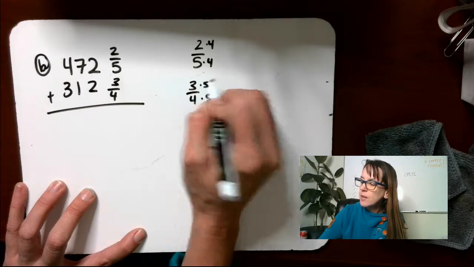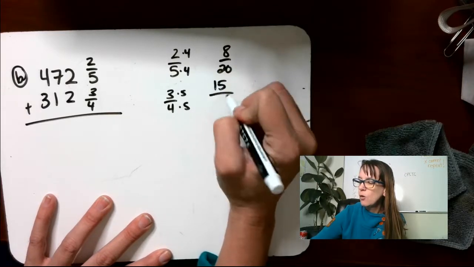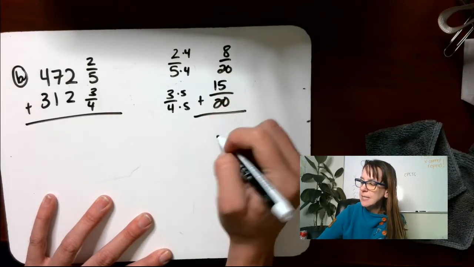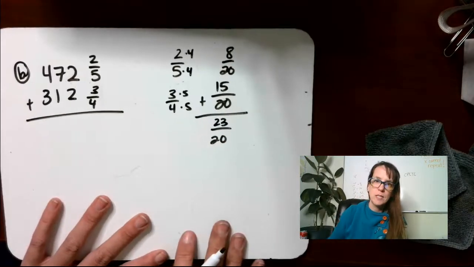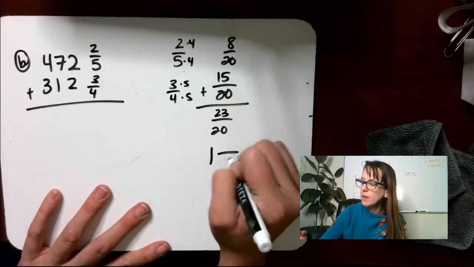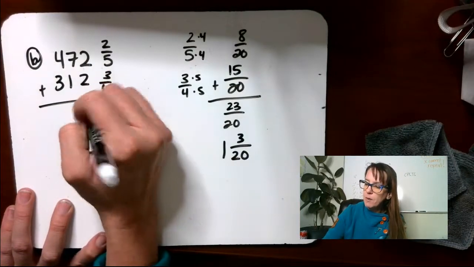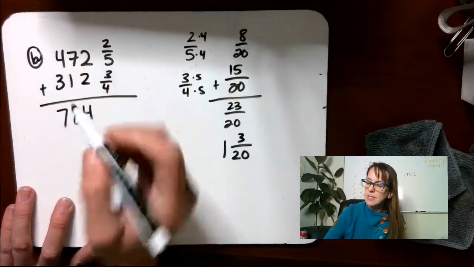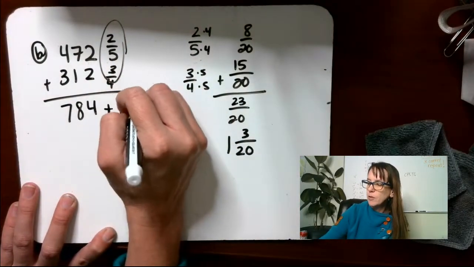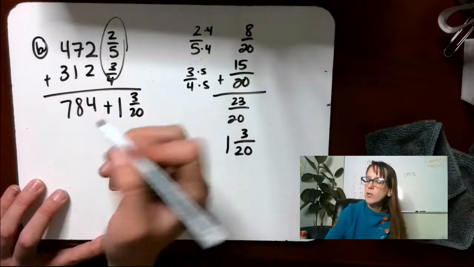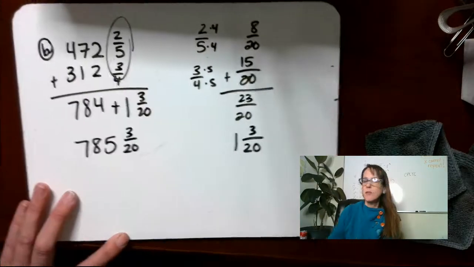3/4 times 5 gives me 8/20 and 15/20. If I add those guys together, what I get is 23/20. Now we can turn that into a mixed number. That's gonna be 1 with 3/20 remaining. So we come back over here. Let's add this up. 4, 7, 8, and 7. 784 plus all this bit we decided is 1 3/20, which means our new answer is going to be 785 and 3/20.